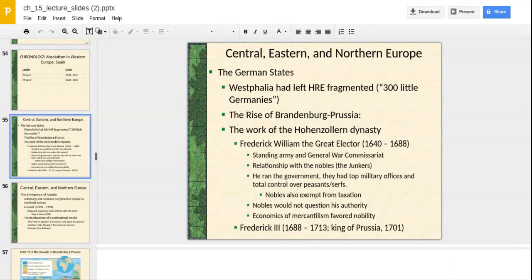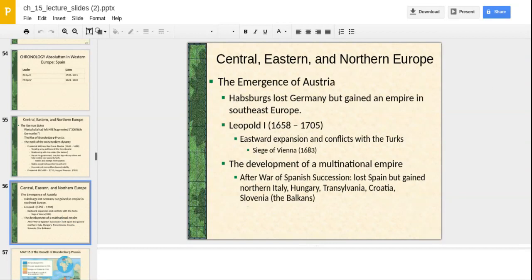He exempted his nobles from taxation as a way to, I think, keep them on his side, so they'll not question his authority. And he favors mercantilism, which favors his nobility as well. It's going to put money in their pockets. After him comes Frederick III, who becomes the king of this kind of new thing called Prussia. When we finally get a map down here in a little bit, you'll see that it's basically areas of modern day Poland and areas of Russia, which would make sense with the name.